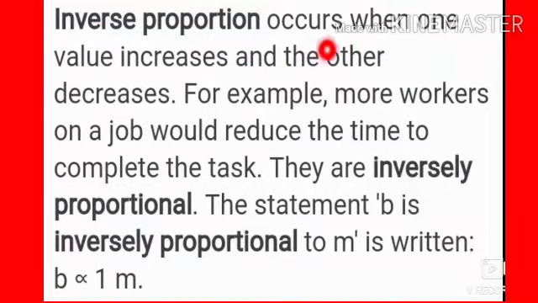Inverse proportion occurs when one value increases and the other decreases. For example, more workers on a job would reduce the time to complete the task. They are inversely proportional. The statement B is inversely proportional to M is written as B proportional to 1 by M.